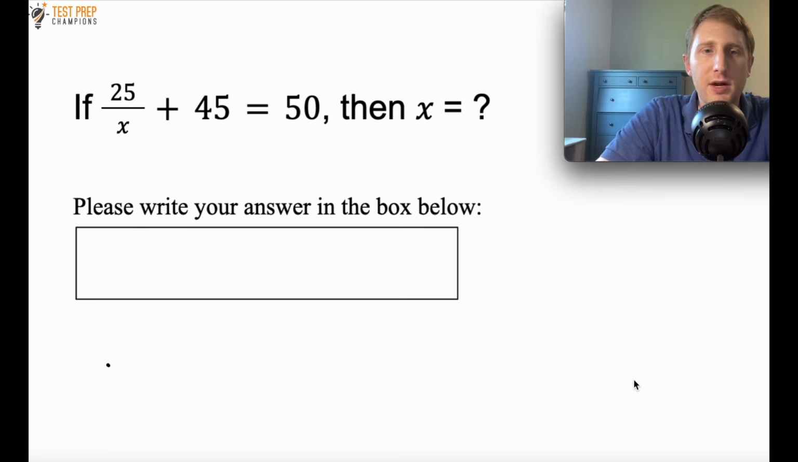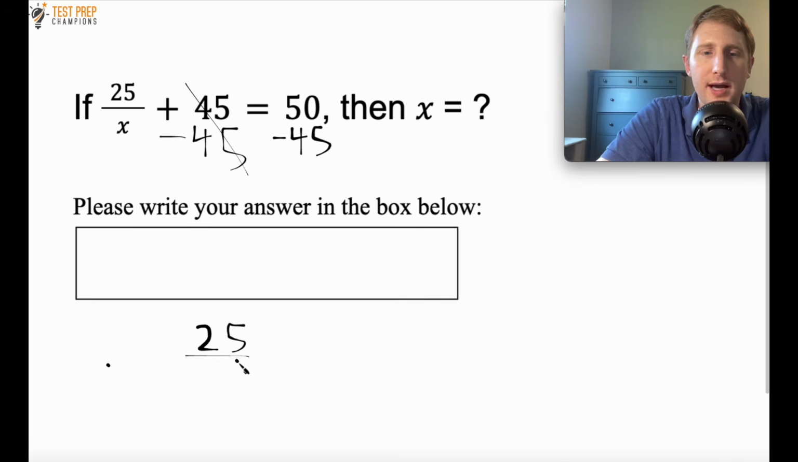So the first thing that I want to do is look at the number that doesn't have the x in it. So the 45 is what I want to focus on first. So this 25 over x, I'm just going to ignore it for right now. And I see that I have a plus in front of my 45, so I want to do minus 45. And whatever I do to one side, I also have to do to the other side. So see how we get rid of the 45 here on the left. So let me rewrite what I have down here. So I'll have 25 over x equals 5.